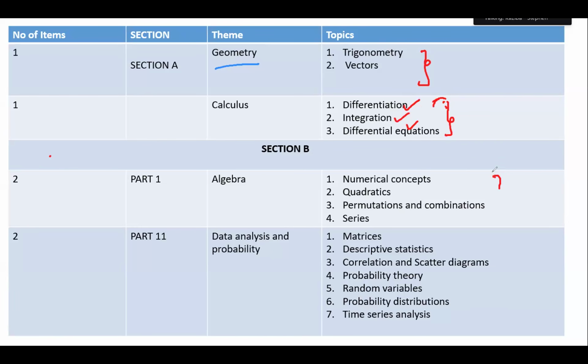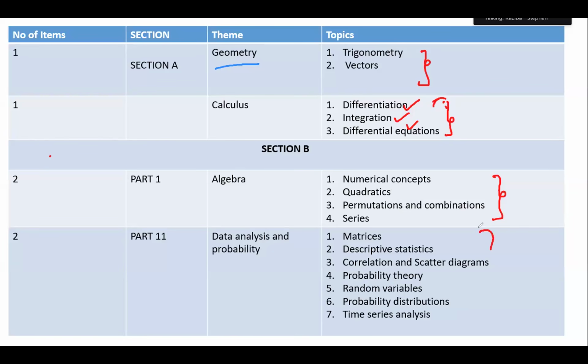But the first part is the one containing numerical concepts, where you looked at things of indices. It has quadratics, where you looked at how to solve quadratic equations, where you looked at alpha, beta, how to form quadratic equations. That is quadratics. Then we have permutations and combinations, where you looked at things concerning arrangement of things whenever you have any given data. Then the other one, the series, where you looked at APs and where you looked at GPs. But those are the things you're going to find under algebra.